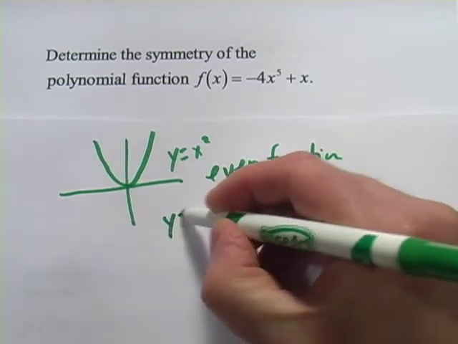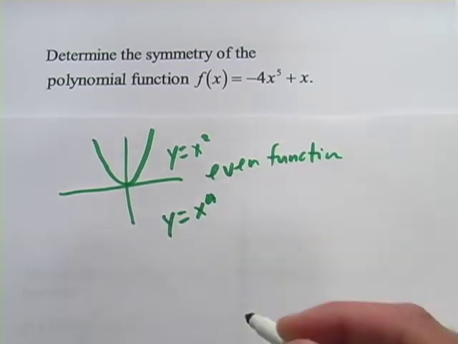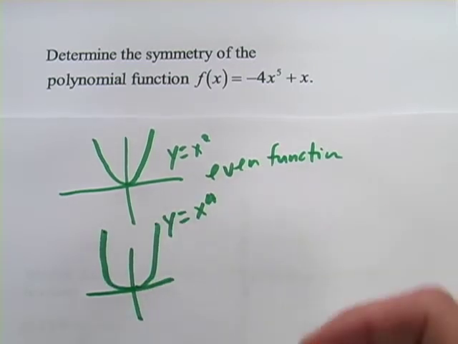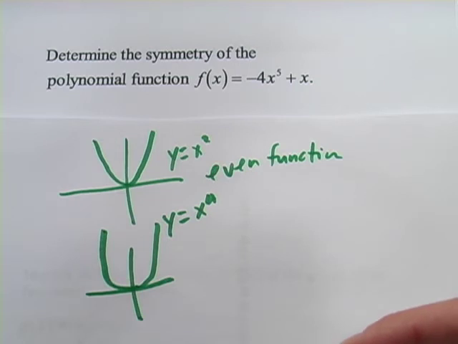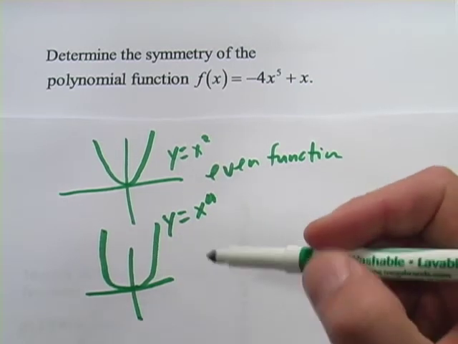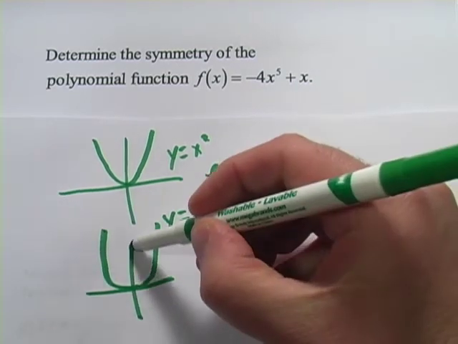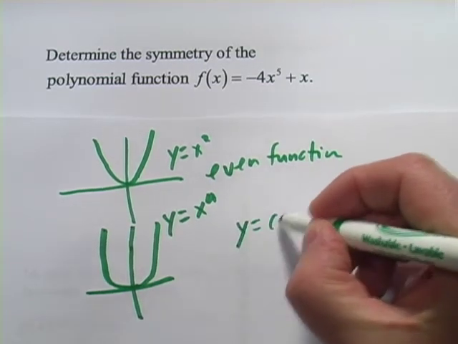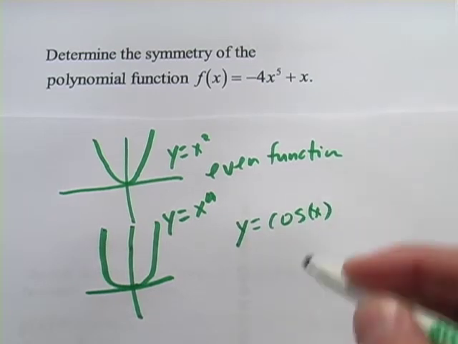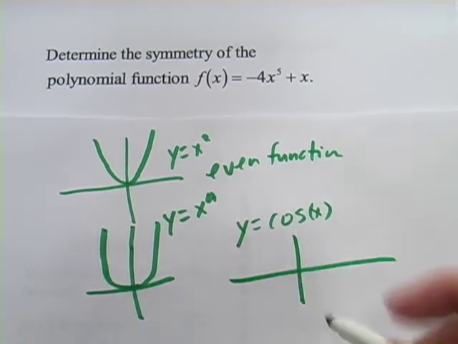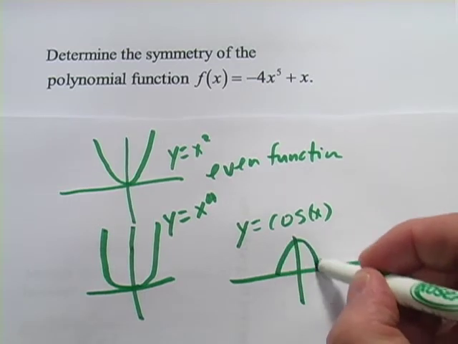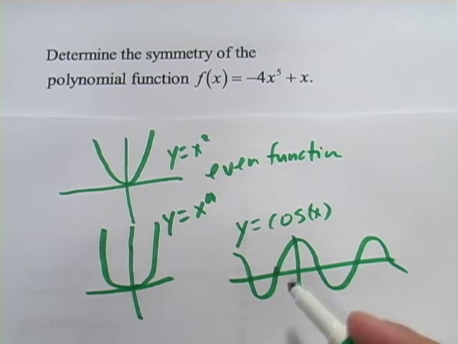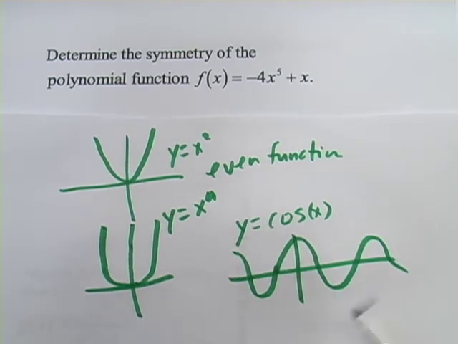Another even function would be y equals x to the fourth, which looks similar to this, except it's a little bit flatter to begin with and goes out. It's more like a U shape. Same kind of symmetry. So all even functions have this symmetry about the y-axis. Another one would be y equals the cosine of x. And the cosine looks like that. And you can see if you flip it across, it's going to be symmetrical. So those are even functions.